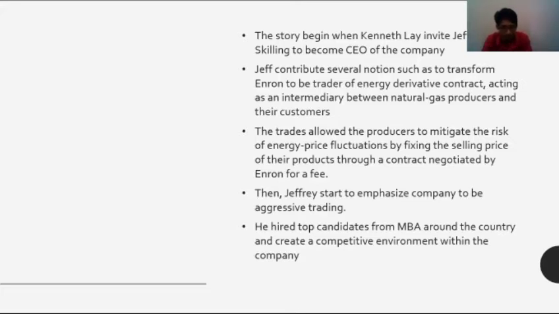Then Jeffrey started to emphasize aggressive trading in the company. He hired top candidates from MBA programs around the country and created a competitive environment within the company. That's why the company became aggressive, because he hired all the best students to join Enron and compete with each other. So it's very effective actually.